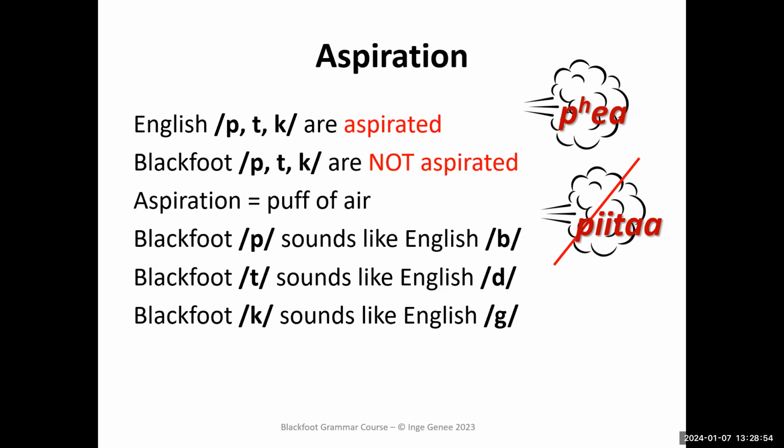Now say the Blackfoot word pita. You will not feel a puff of air, or if you do, it should be much softer. If you do feel a big puff of air, you need to work on your pronunciation. That lack of aspiration in Blackfoot means that Blackfoot P often sounds like an English B. Blackfoot T often sounds like an English D. And Blackfoot K often sounds like an English G, like a G sound.